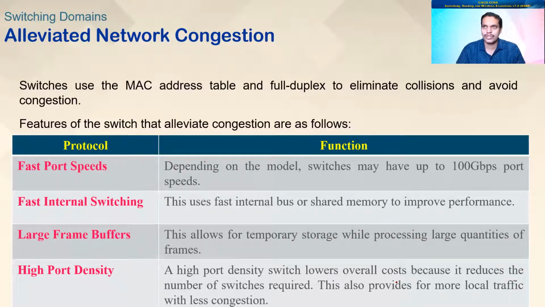That means if you want 48 ports, rather than going for two 24-port switches, why don't you purchase one 48-port switch? This will reduce the cost, and it will also provide for more local traffic with less congestion. So these things can be implemented to alleviate network congestion.